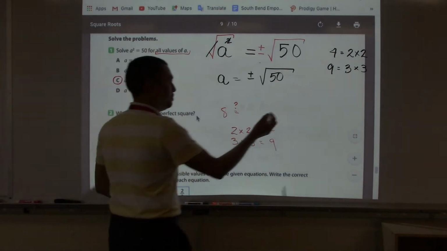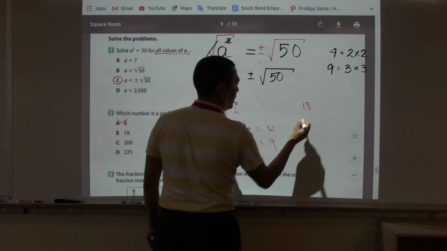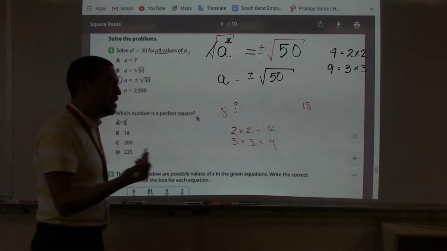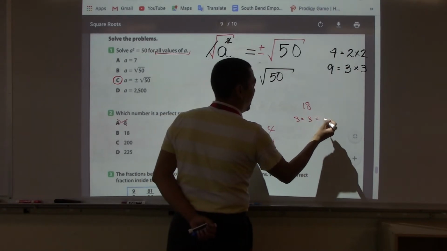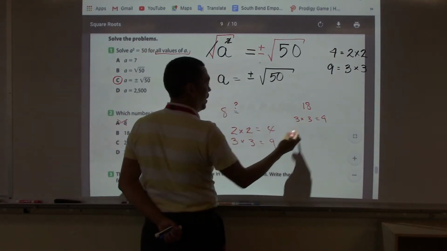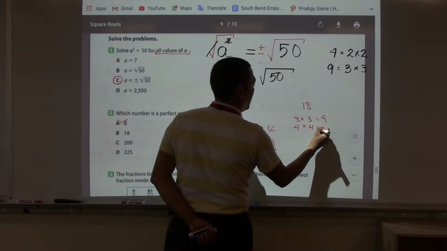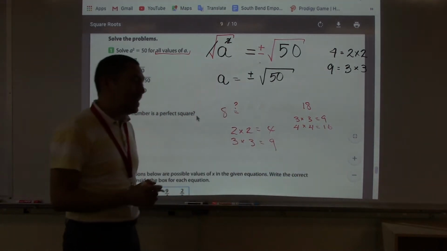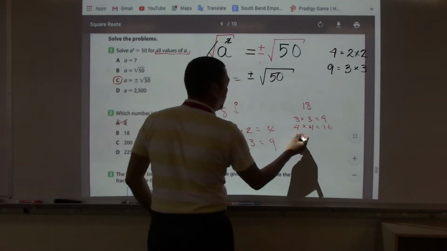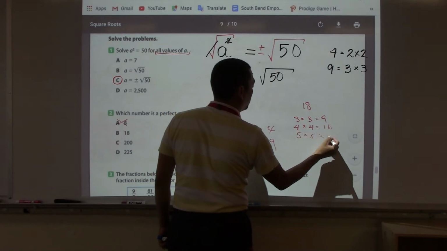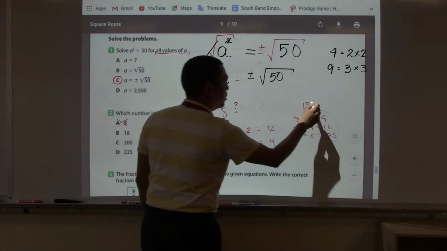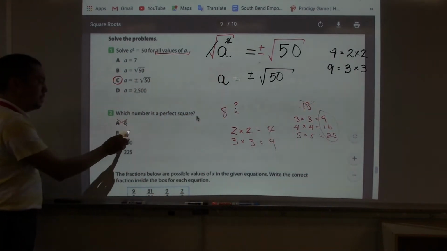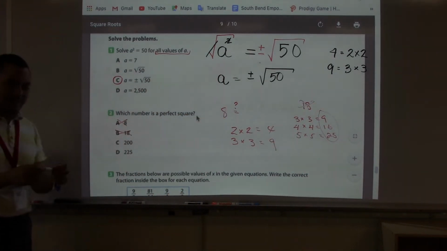Now 18. Is 18 a perfect square? So I start with trial and error. So I have 3 times 3 equals 9. This one. 4 times 4 equals 16. It's close. What is the next one? 5 times 5 equals 25. 18 is not here. So 18 is not a perfect square.